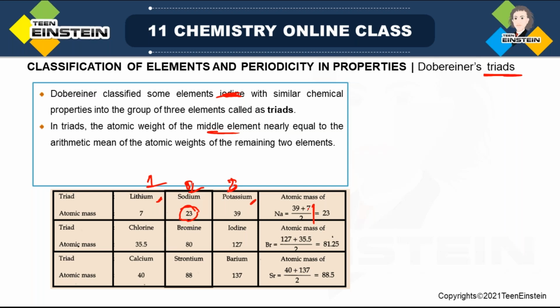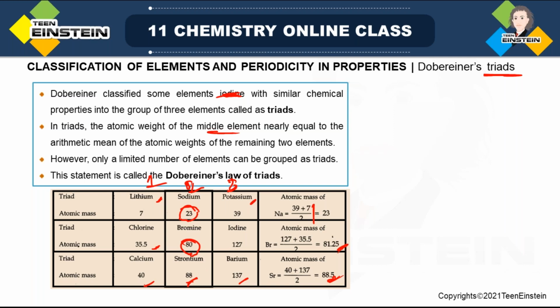we get 23. Similarly, the next triad is chlorine, bromine and iodine, with atomic masses 35.5, 80, and 127. If you take the arithmetic mean of 35.5 and 127, you get 81.25, which is nearly equal to 80. And the last triad, calcium, strontium, barium, with 40 and 137, the arithmetic mean is 88.5. Again, it is nearly equal to 88. Okay.